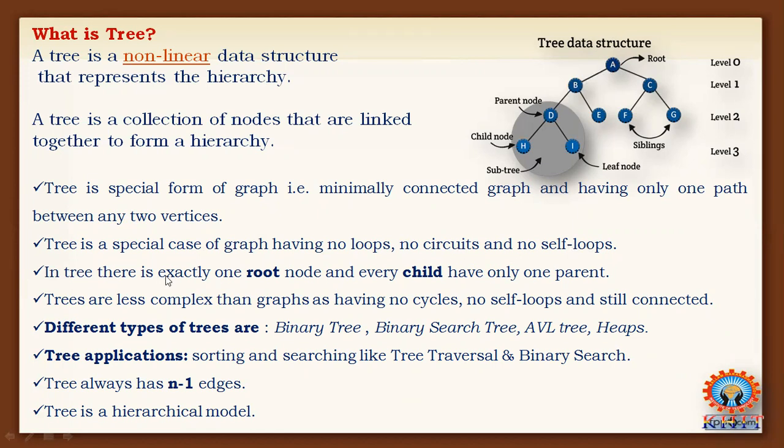In a tree, there is exactly one root node and every child has only one parent node. Consider this is the tree. The tree can contain only one root node. The topmost node of the tree is considered as the root node, so vertex A is the root node. And here, in this circle, there are three nodes. This one is called a parent node, and H is called a child node, and this entire tree is called a subtree, and I is called a leaf node.